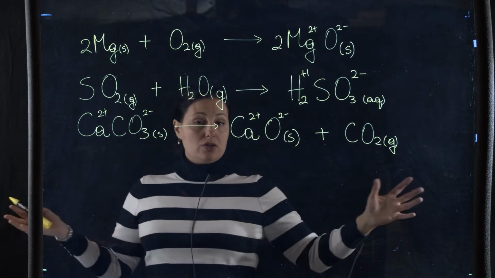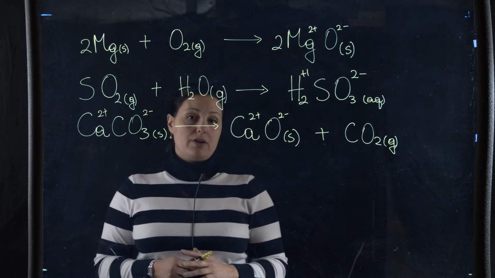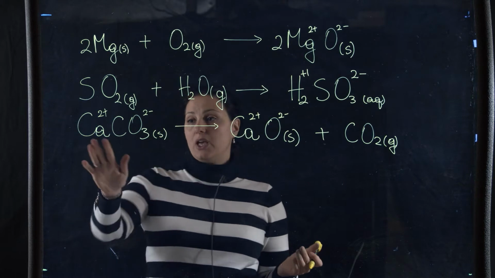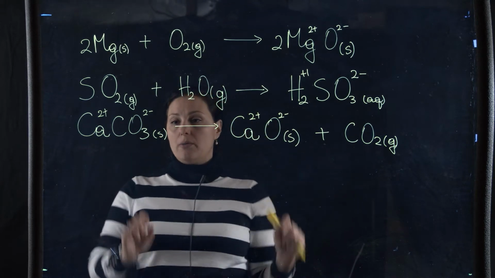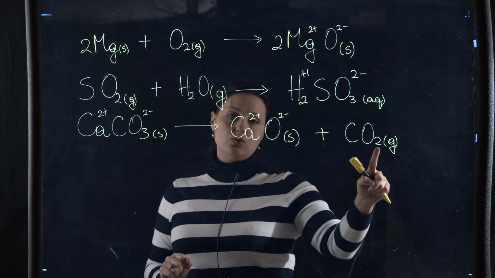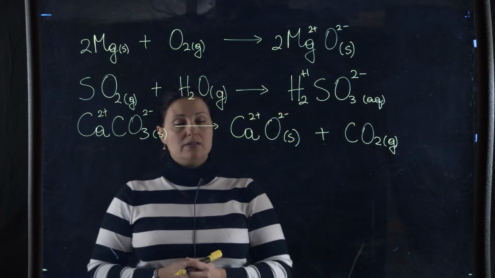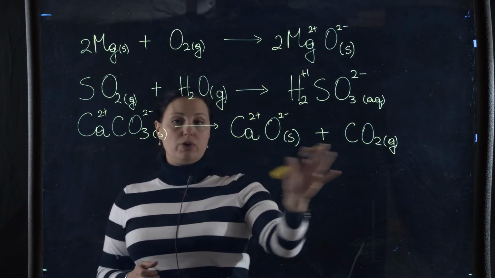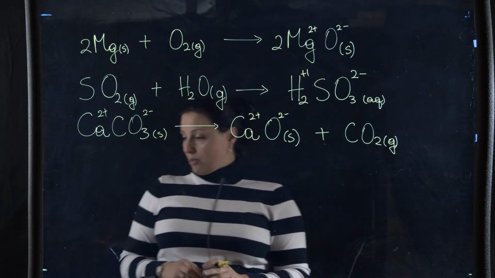Now I need to look at the total reaction and figure out whether I have a balanced chemical equation. I have 1 calcium, 1 calcium, 1 carbon, 1 carbon, 3 oxygens, 1 oxygen plus 2 over here makes 3, and I am balanced already. I don't need to put any other coefficients. Let's take a look at number 4.